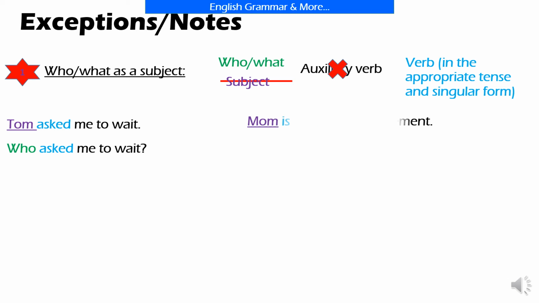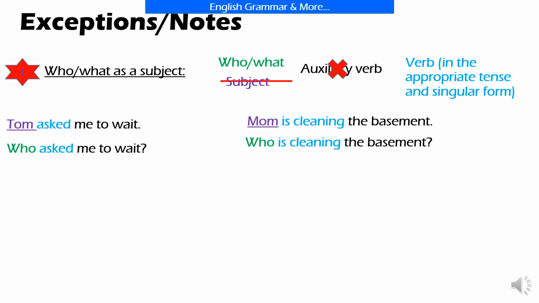Another example would be as following. Mom is cleaning the basement. And if we ask a special question to the subject of the sentence, it would be as following. Who is cleaning the basement? As you can see, again, we kept the sentence as it is. We only replaced the subject mom with the special question pronoun who.